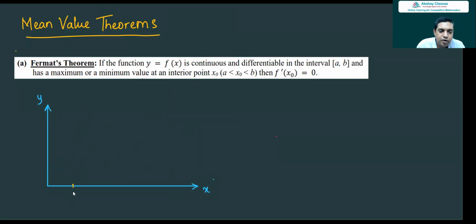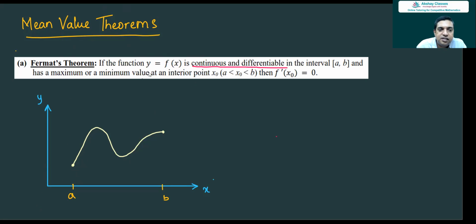Now, these are 2 points A and B, and the function is continuous and differentiable in this interval. Continuous means there are no breaks in the graph. Differentiable means there is smooth curvature. There is no abrupt change in the curvature. So now, suppose you have a graph of the function like this.